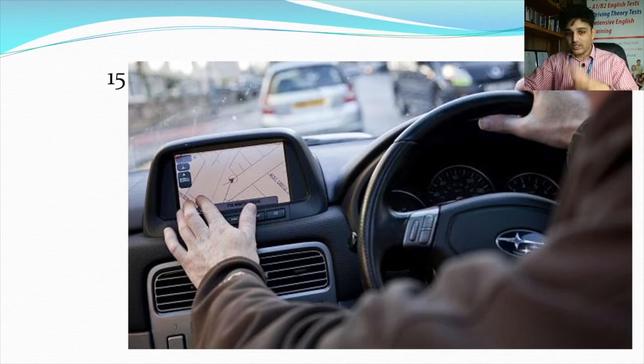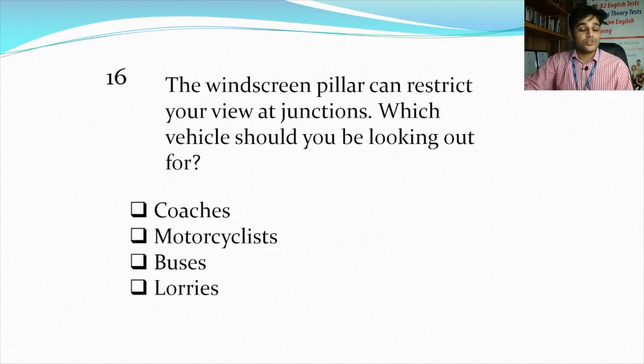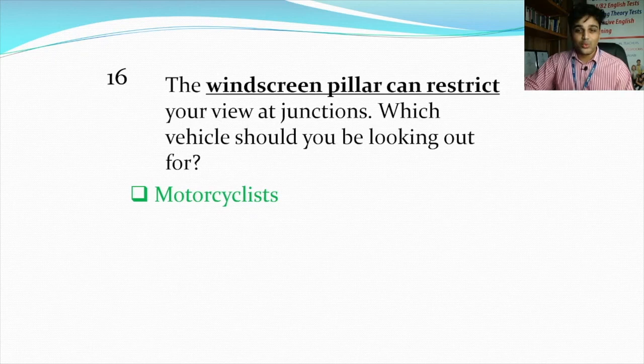Okay, question number 16. The windscreen pillar can restrict your view at junctions. Which vehicle should you be looking out for? Coaches, motorcycles, buses and lorries. Now, I'm not going to say anything, because you've already seen this before. So, it is motorcycles. The windscreen pillar can restrict your view at junctions for motorcycles. Well, we said it before and you understand it now. And again, we've repeated the same question. It's just been worded differently.